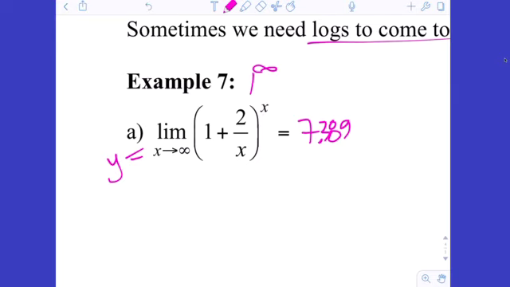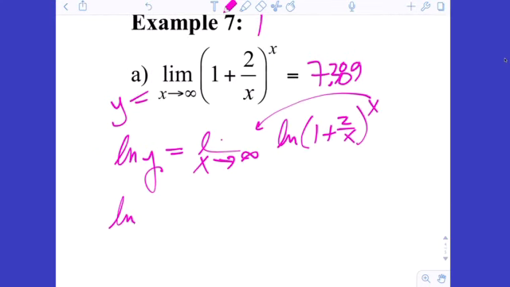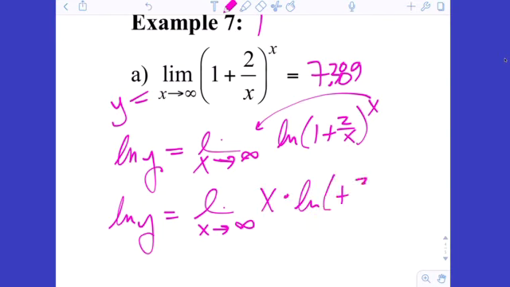I'm going to set it equal to y first. Now I'm going to take the natural log of both sides. The natural log of y equals, remember the limit can go anywhere, so I'm just going to keep the limit out front, the natural log of 1 plus 2 over x to the x. So why is that useful? Logs linearize exponentials. I could then take that exponent out front on the next line. So I get the natural log of y equals the limit as x goes to infinity of x times the natural log of 1 plus 2 over x.